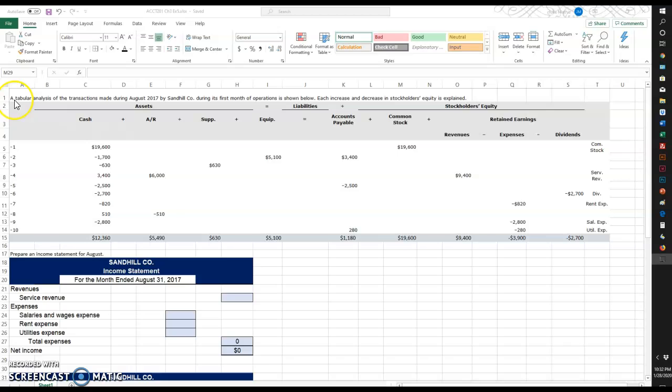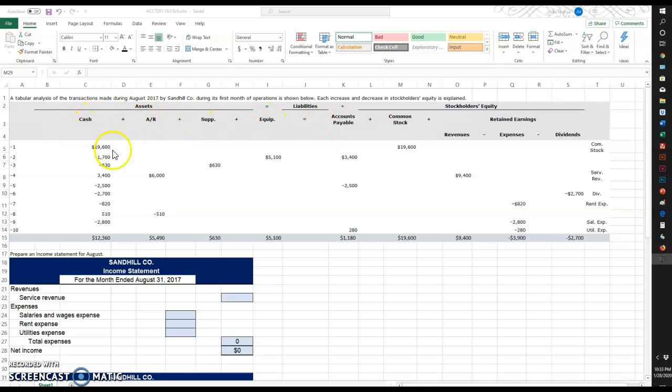We're told that we have a tabular analysis of the transactions made during August 2017 by Sandhill Company during its first month of operations, shown below. Each increase and decrease in stockholders' equity is explained.